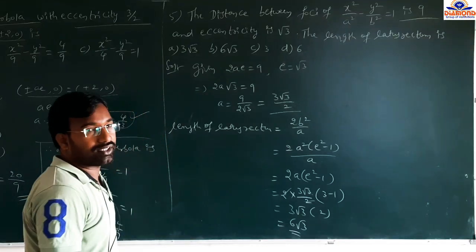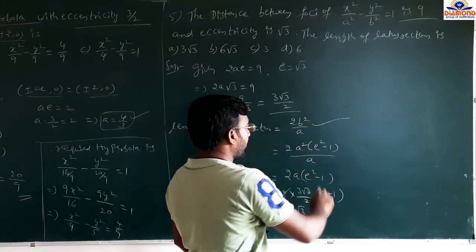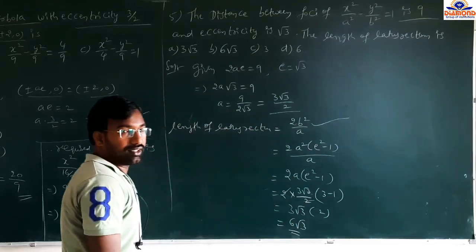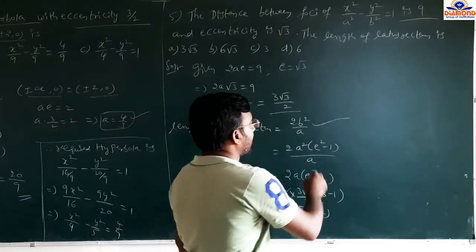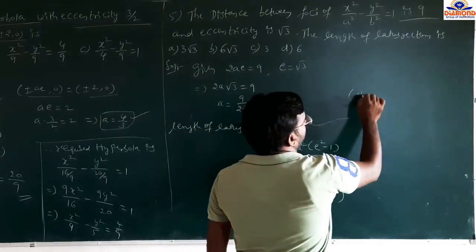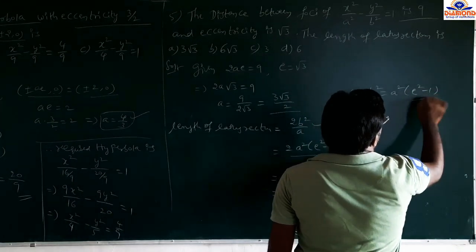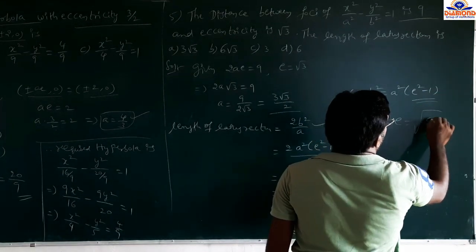So what is the length of latus rectum for the standard form of hyperbola? 2b square by a. So 2 into, what about b square? b square is nothing but, from the eccentricity, a square into e square minus 1. b square equal to a square into e square minus 1. This relation came from the eccentricity of the hyperbola.